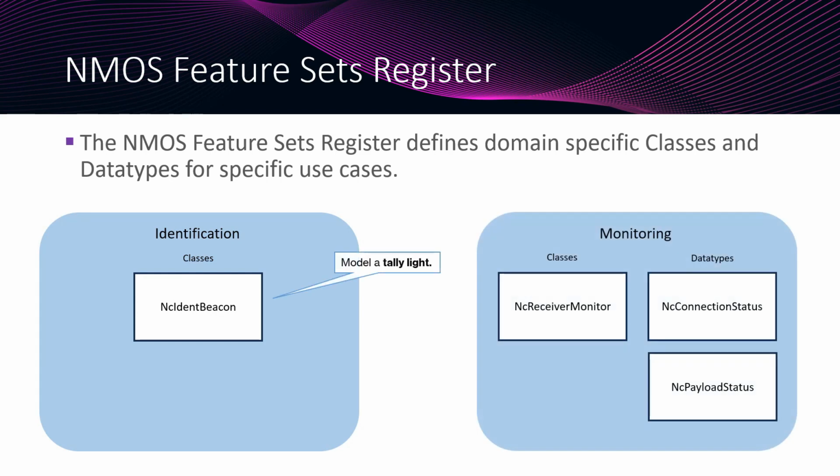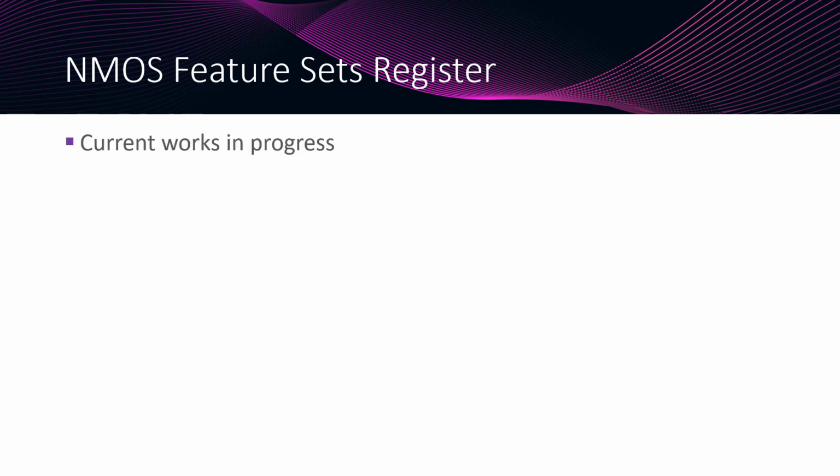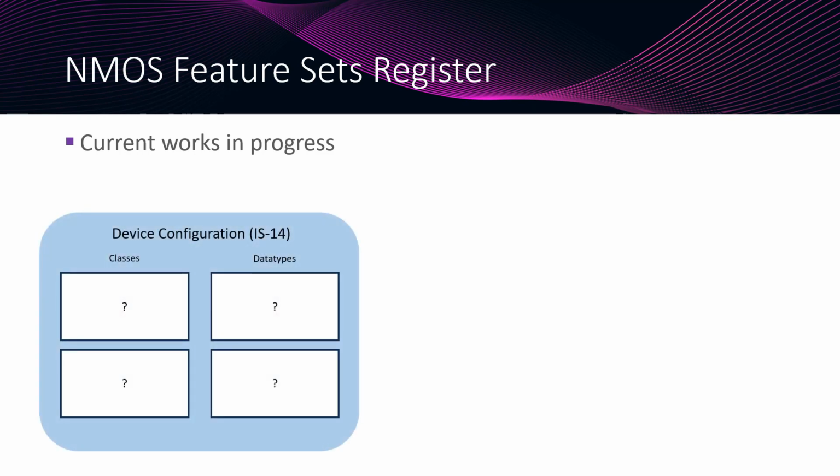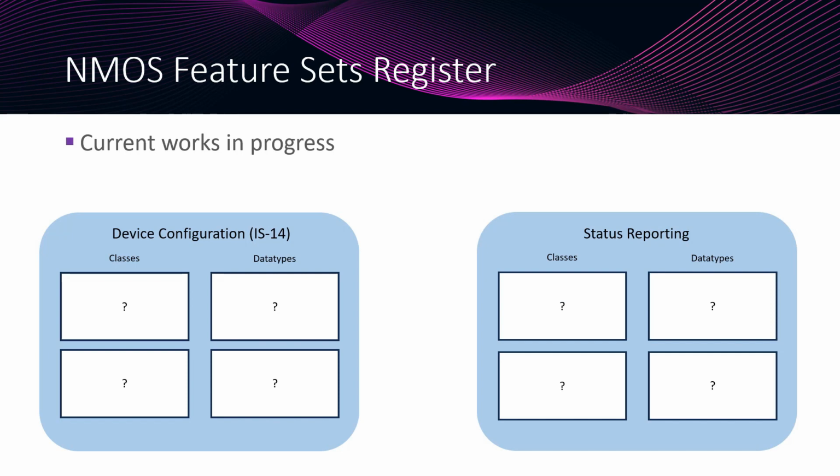The identification feature set can be used to model a tally light, and a basic monitoring feature set can be used for modeling connection and payload statuses for stream receivers. Current works in progress that will add to the feature set register in the coming months include the device configuration feature set and the status reporting feature set.